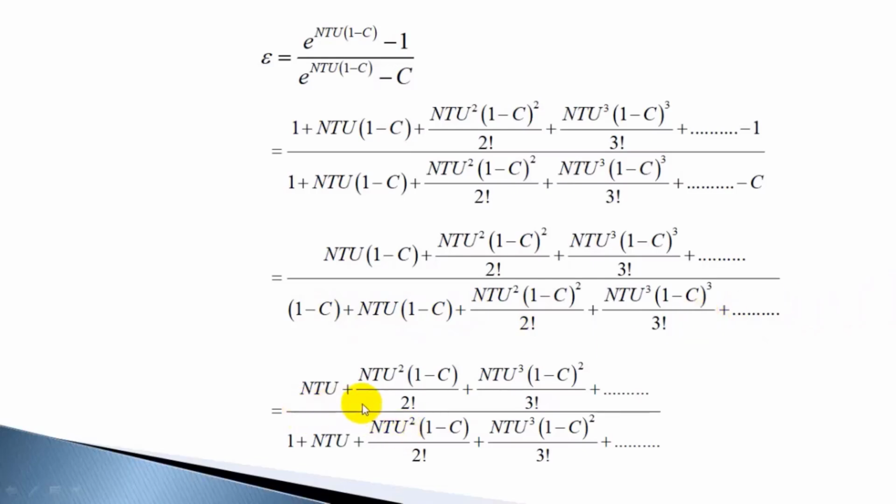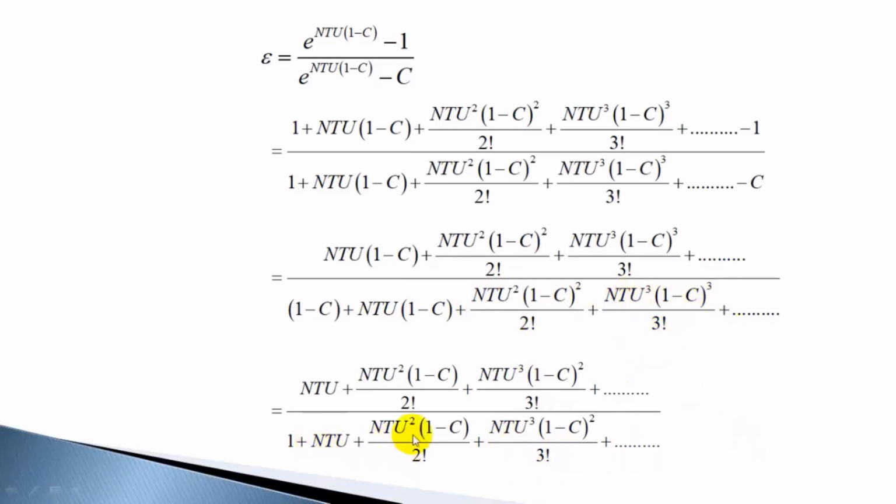So that's written here. So 1 minus c, which is taken outside in the numerator and denominator, I will cancel out. So what you get is NTU plus NTU square into 1 minus c by 2 factorial plus NTU cube into 1 minus c square by 3 factorial plus etc. In the denominator again 1 minus c you cancel: 1 plus NTU square into 1 minus c by 2 factorial plus NTU cube into 1 minus c square by 3 factorial plus etc.